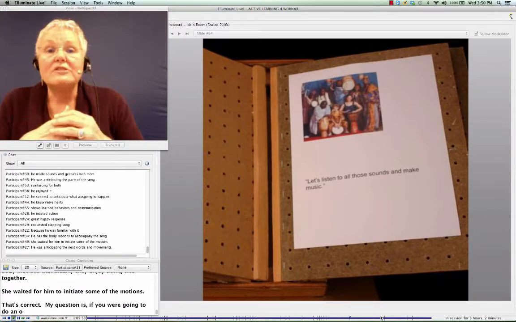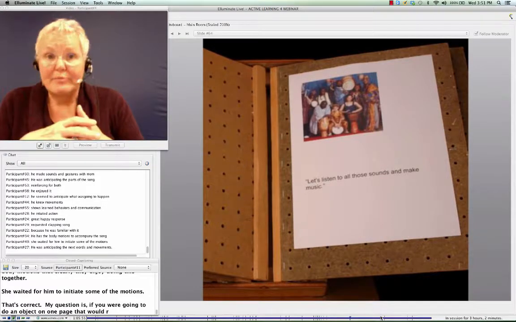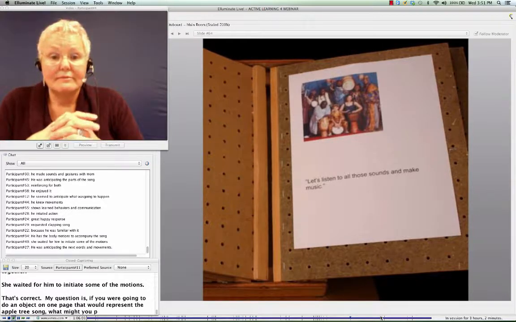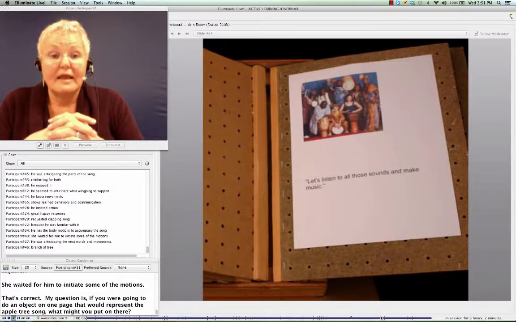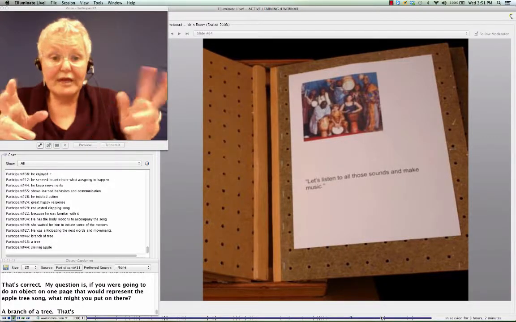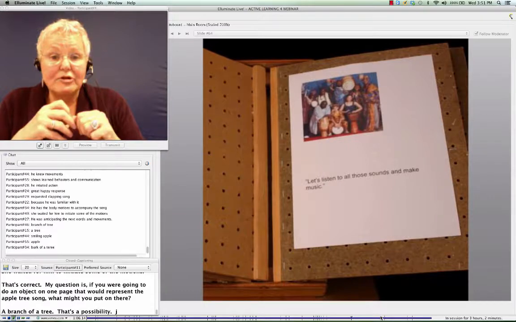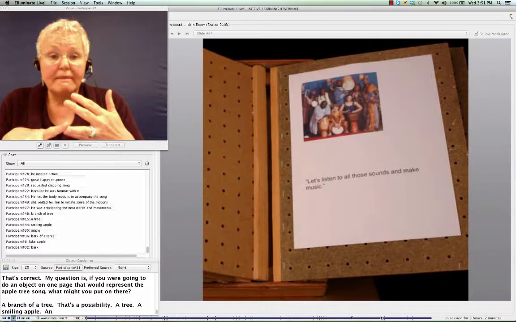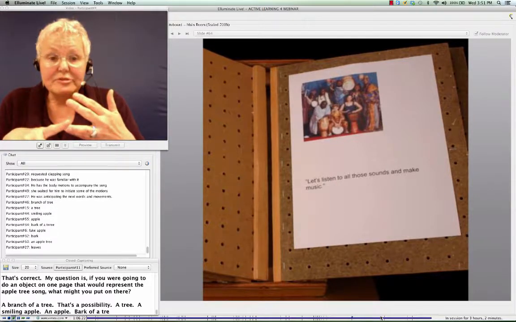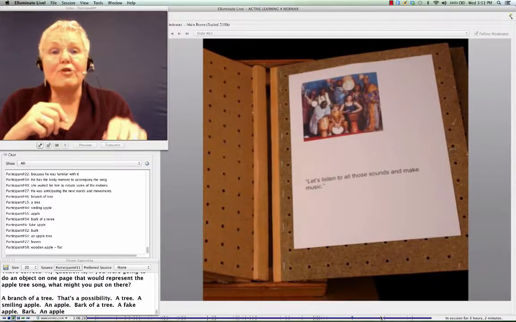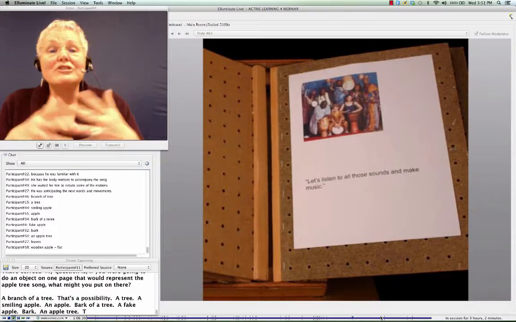So my question is, what if you were going to do an object on one page that was going to represent the apple tree song, what might you put on there? A branch of a tree, there's a possibility. A tree, a smiling apple, an apple, bark of a tree, a fake apple, an apple tree. Now, Tanya, I'm going to pick on you, and I hope you're okay with this because I trust you. Why would you pick bark?